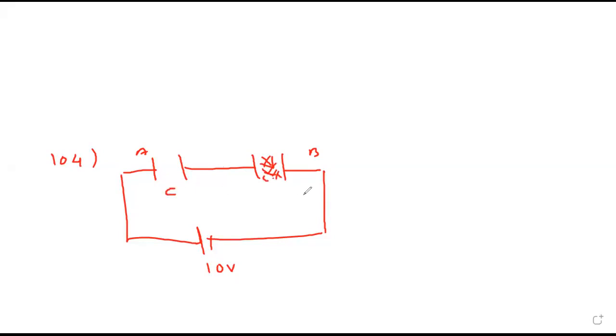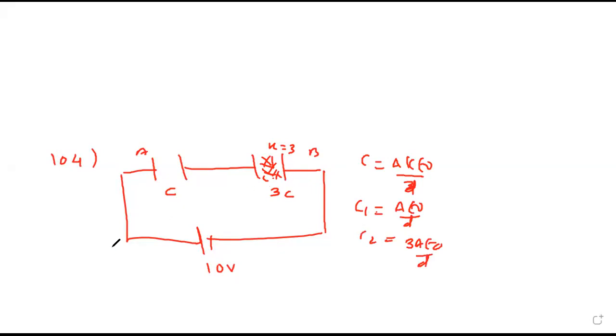So if this is C and this is having dielectric constant K equal to 3, then its capacity will become 3 times, because C is equal to A K epsilon 0 by D. So if C1 is air, then it will be A epsilon 0 by D, and C2 is 3A epsilon 0 by D. That means C2 is triple of the first one. The potential difference across them will be how much?